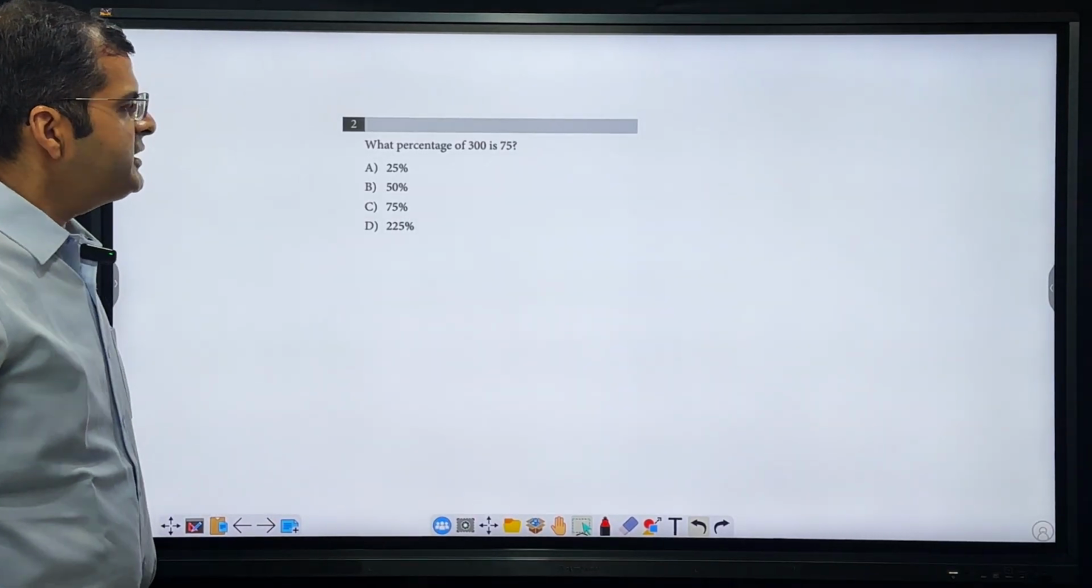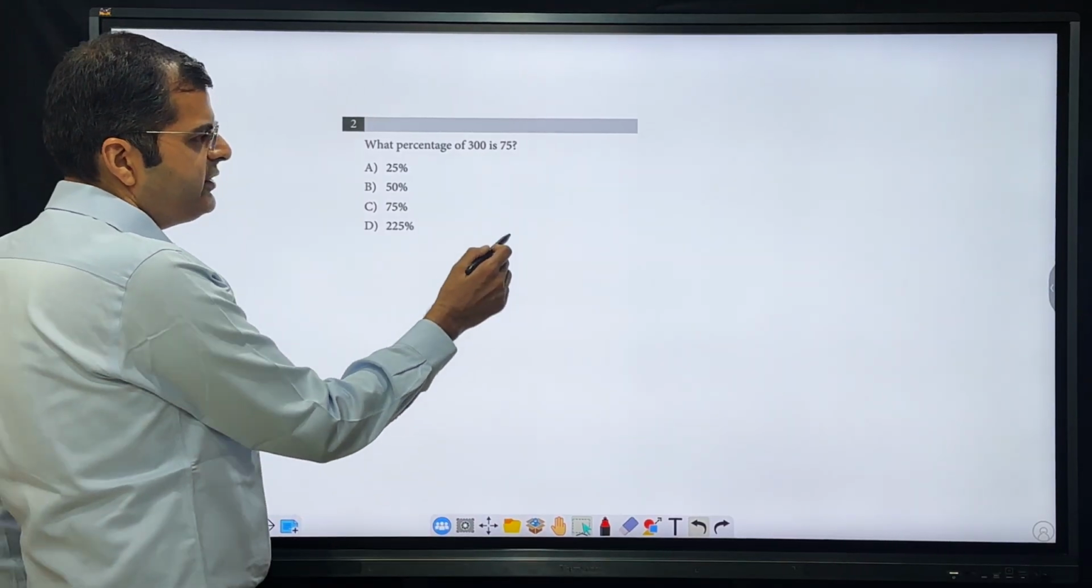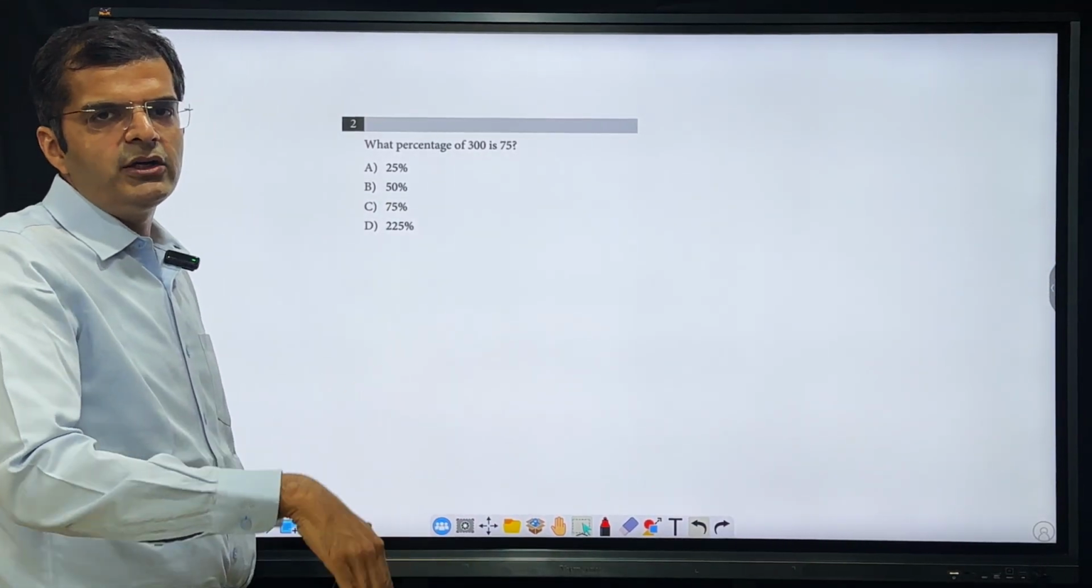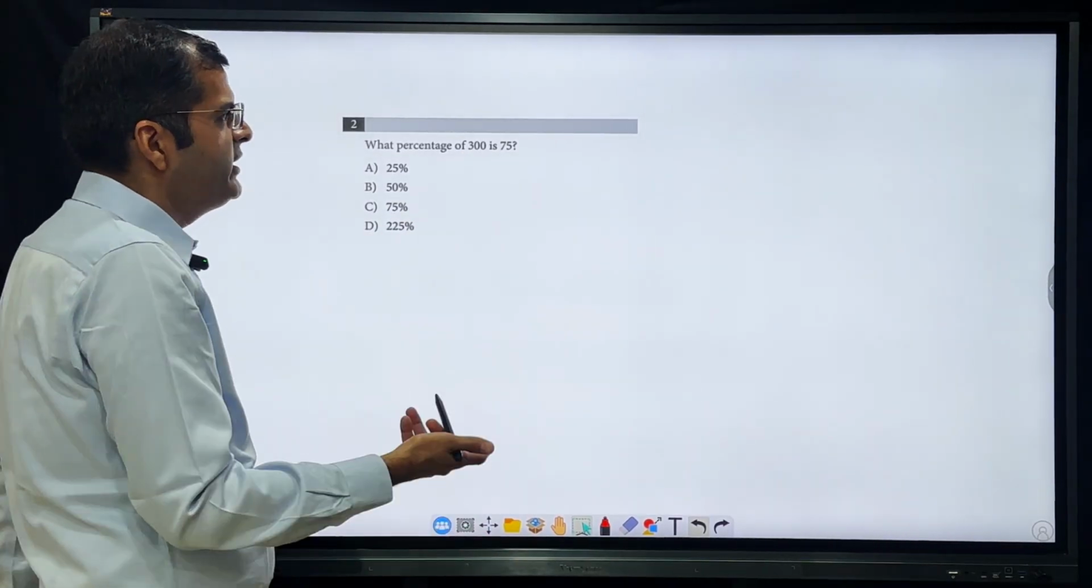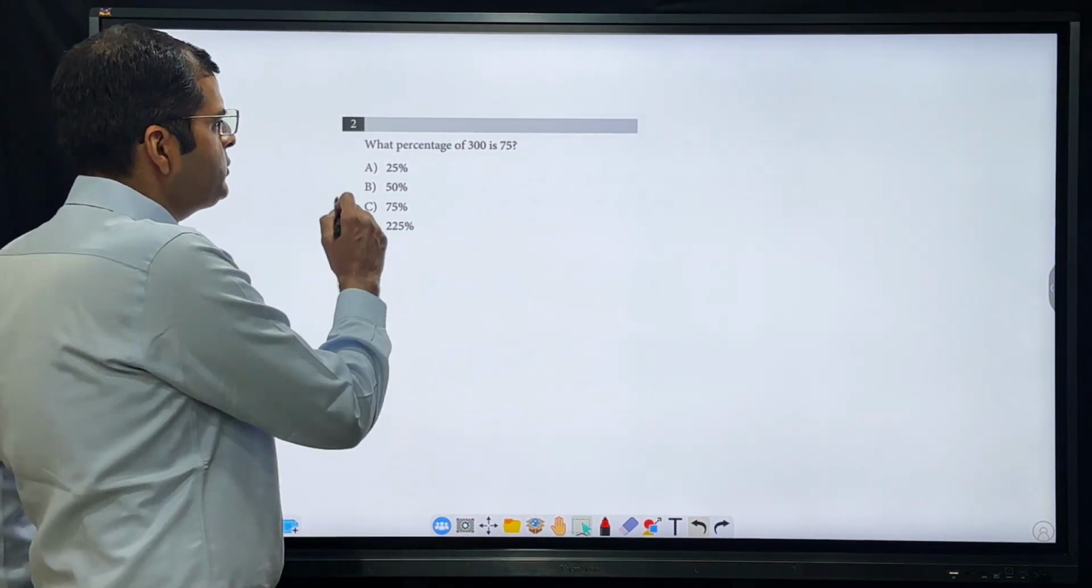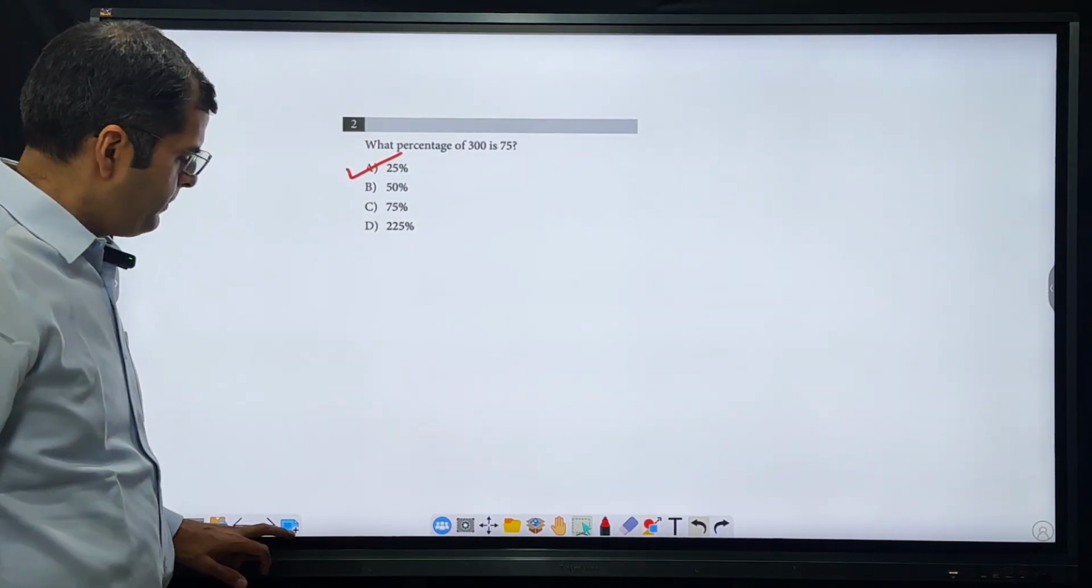We'll look at the second question now. Second question says what percent of 300 is 75? So 300 by 2 is 150 and 150 by 2 is 75. So we divide 300 by 4. When you divide it by 4, you are actually making a quarter of 300, which is 25%. This is answer option A.